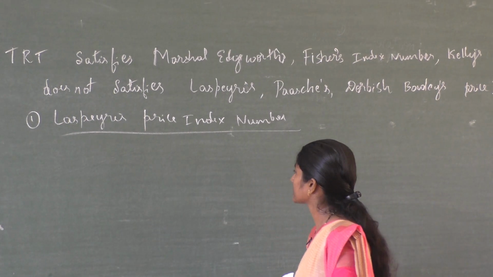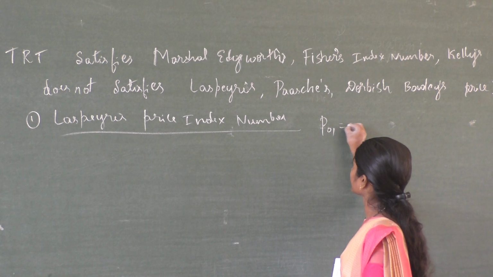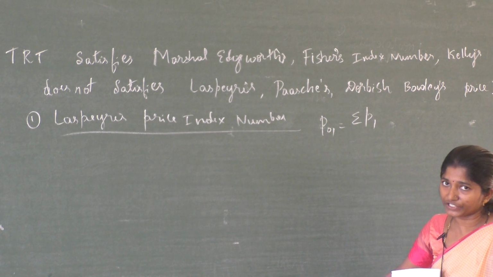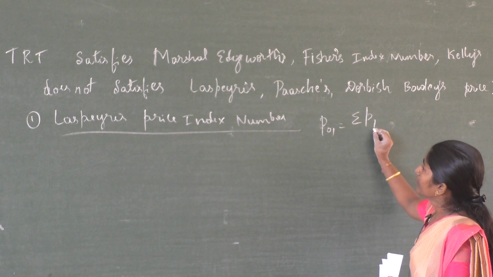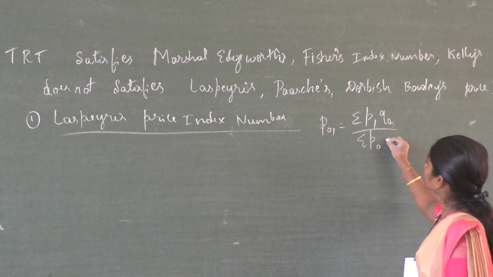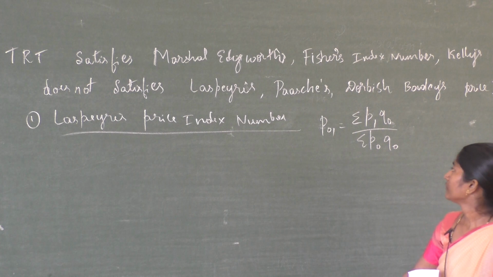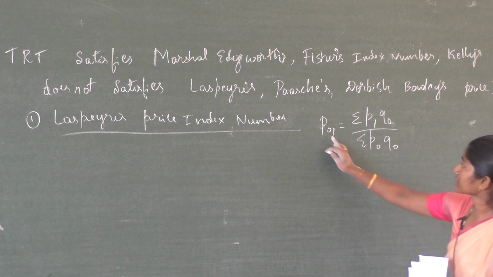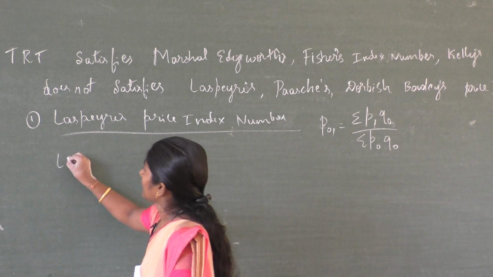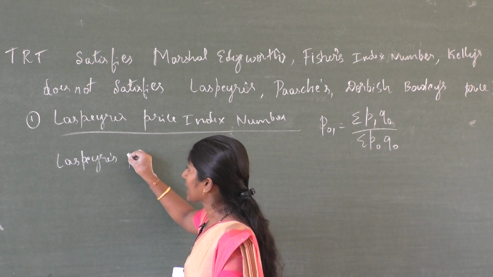See, Laspeyres' price index number, we know the formula: P01 equals total of P1 Q0 divided by total of P0 Q0. Which weightage are we taking? Quantity, and that is also of the base year. Don't write into 100 because we are not expressing it as a percentage. This is P01, with 1, 0 here and 0, 0 here, for Laspeyres' price index number.